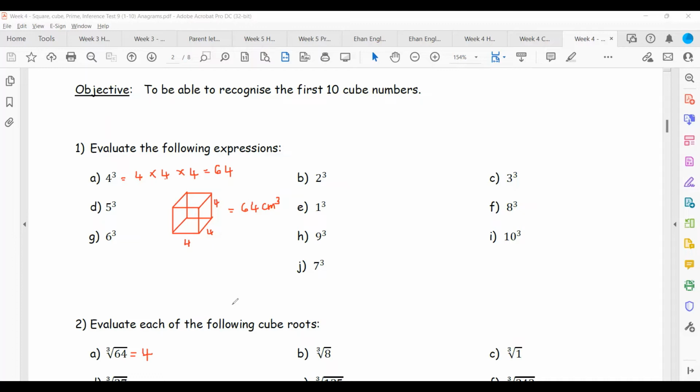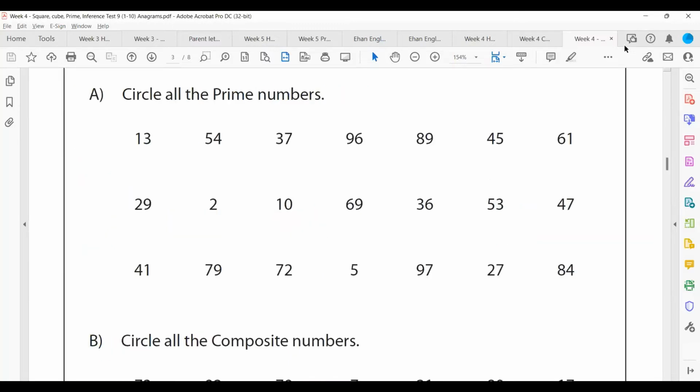Coming down now to look at prime numbers. Now, prime numbers are important numbers. They're basically the building blocks of all numbers. And later on, we will be looking at how to find prime factors of a number as well.